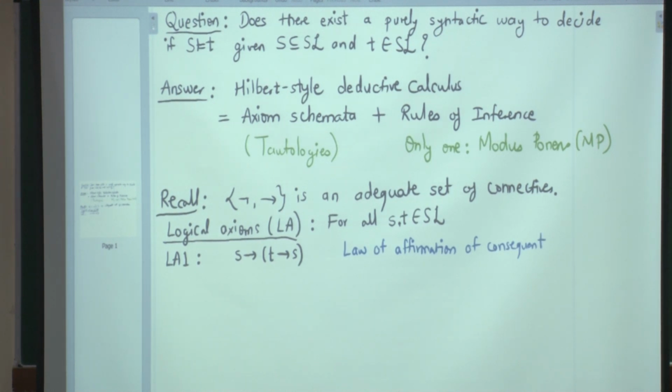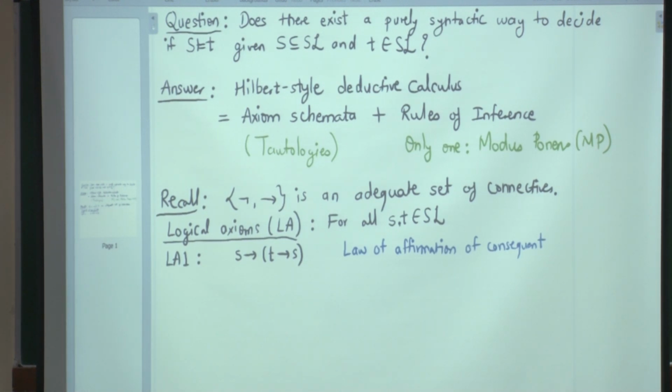Okay, so affirmation of consequent. Consequent is S. T is arbitrary, and in general, in formal proofs, this particular axiom is very useful because it allows you to introduce any arbitrary T.